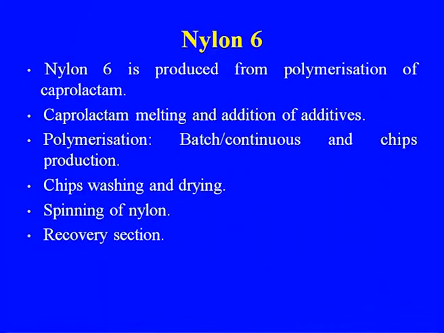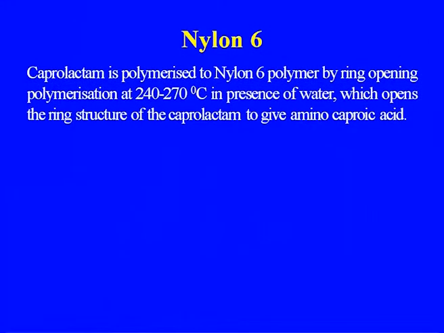In case of nylon 6 we are using melt spinning. So chips washing and drying, spinning of the nylon, and the recovery section. These are the various units in the nylon 6 manufacture. The caprolactam is polymerized to nylon 6 polymer by ring opening polymerization at 240 to 270 degrees centigrade in presence of water, which opens the ring structure of the caprolactam to give the amino caproic acid.